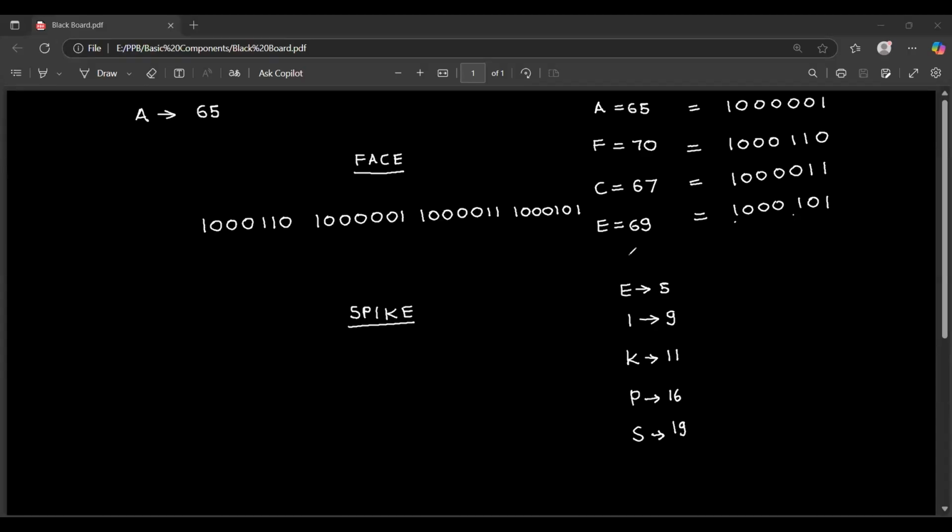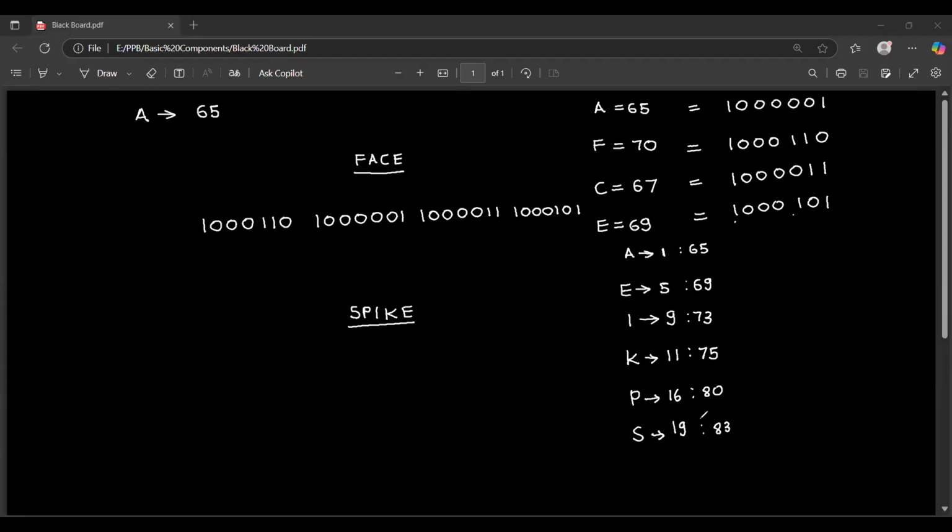So what we can do is, since A is the first letter and that is represented by 65, E should be represented by 69. You have to add 4 only. And I is 9, so you just have to add 8 to this. If you add 8, you get 73. Similarly, here you will get 75, here you will get 80, and here you will get 83. That's all, so keep this in mind. Now you have to write down in the order given in the word spike.